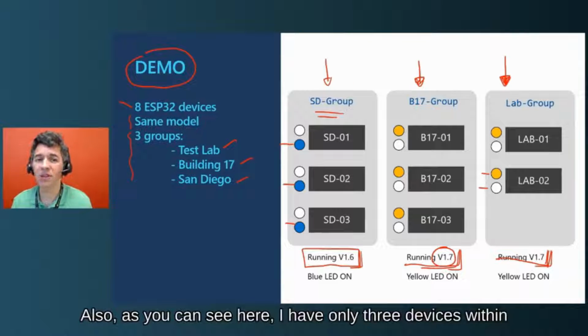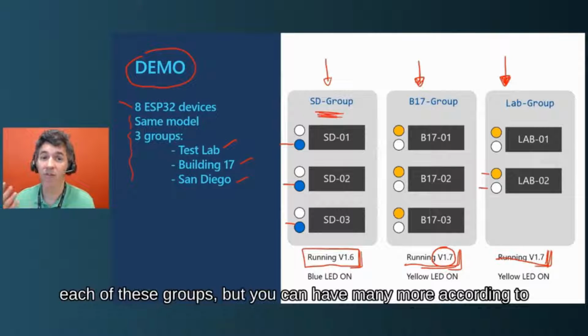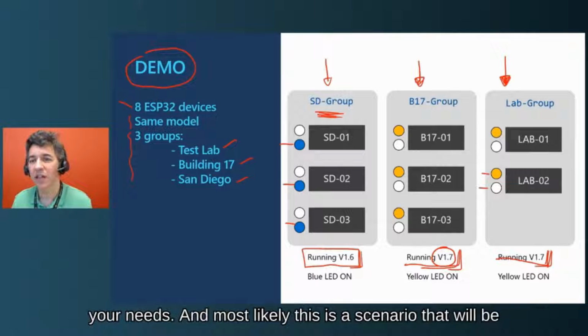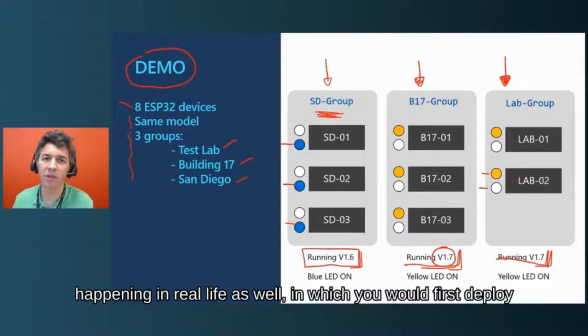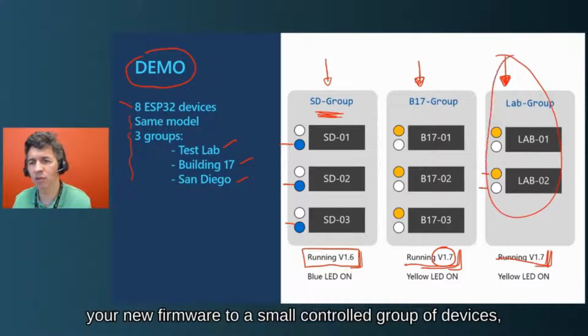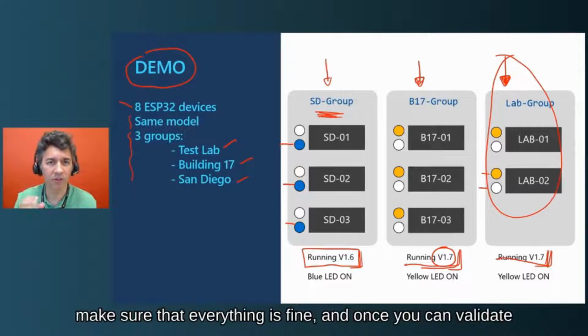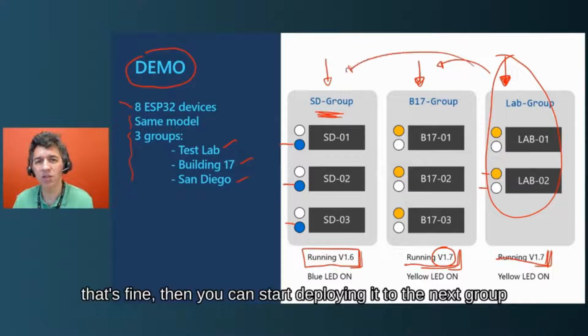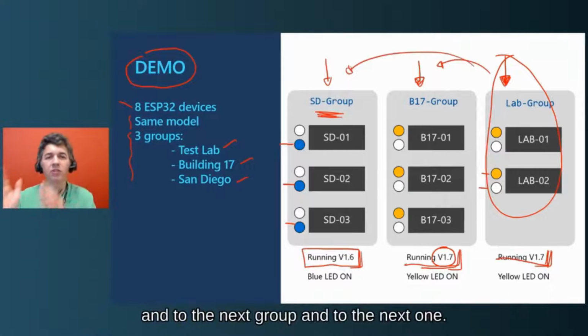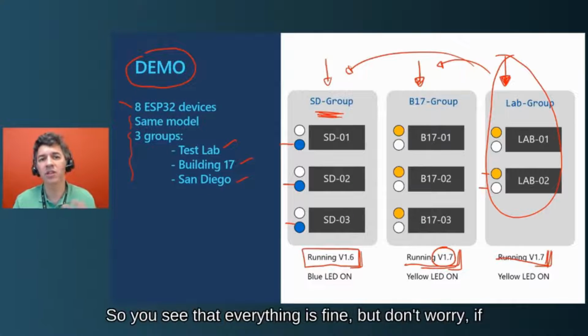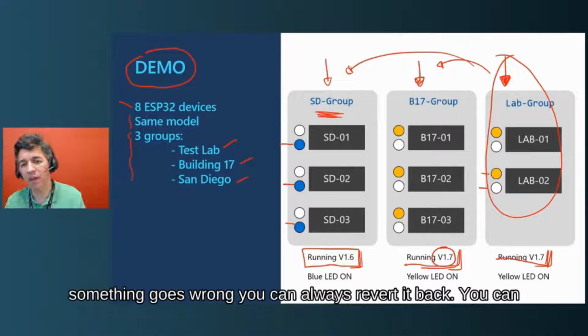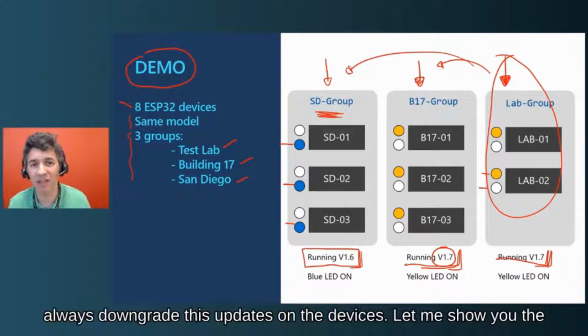Also, as you can see here, I have only 3 devices within each of these groups, but you can have many more according to your needs. Most likely, this is a scenario that will happen in real life as well, in which you would first deploy your new firmware to a small controlled group of devices and make sure that everything is fine. Once you validate that, you can start deploying it to the next group, and the next one. But don't worry, if something goes wrong, you can always revert it back. You can always downgrade these updates on the devices.